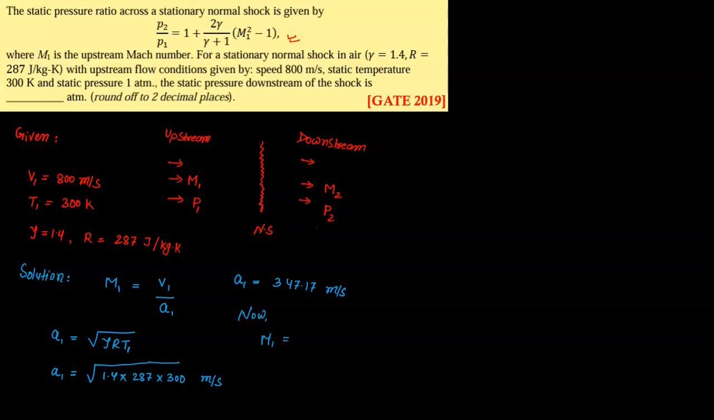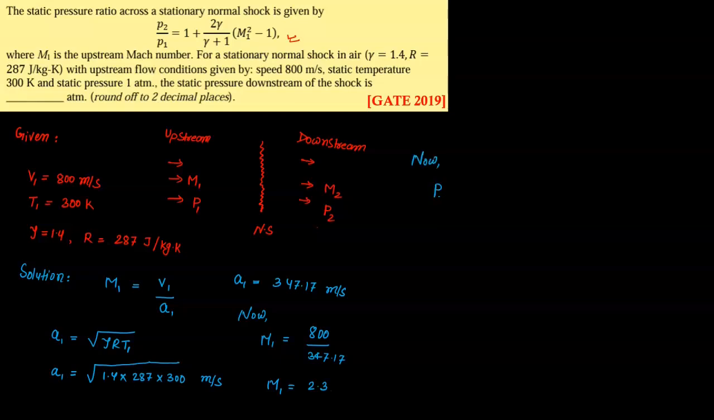So now we have calculated the A1 value, and we need to find the Mach number. So this Mach number M1 will be equal to V1, which is already given, that is 800, divided by A1, which we have calculated, 347.17. So on solving this, we will get M1 is equal to 2.3. So we have calculated the Mach number, and now we need to find the pressure P2.